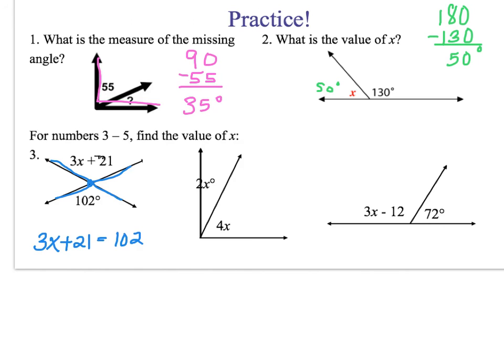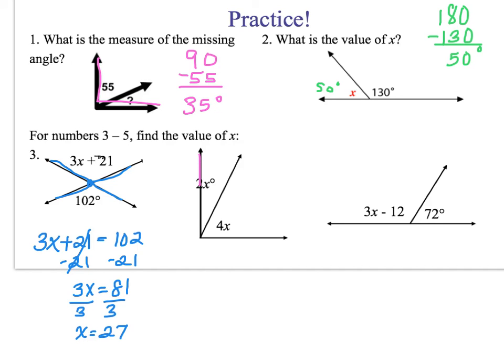From here, I can just solve my equation. So I'm going to subtract 21 on both sides, and I get 3x equals 81. From here, I divide by 3, and I get x equals 27. Now take a minute, solve number 4, and enter your answer.